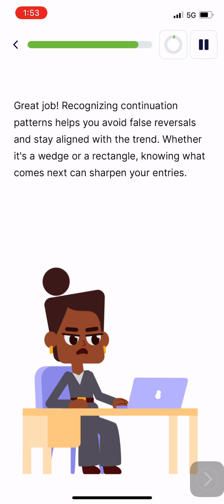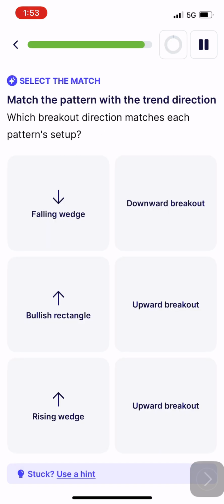Great job! Recognizing continuation patterns helps you avoid false reversals and stay aligned with the trend. Whether it's a wedge or a rectangle, knowing what comes next can sharpen your entries. Knowledge check. Match the pattern with the trend direction. Which breakout direction matches each pattern setup?